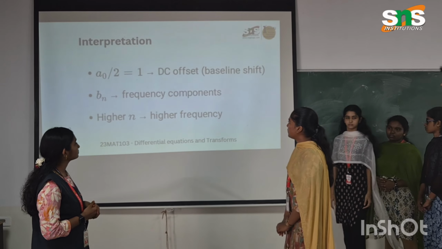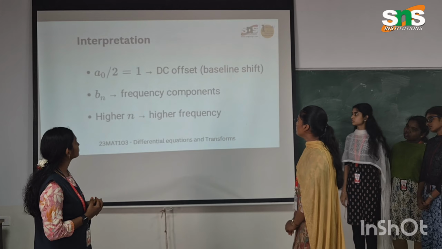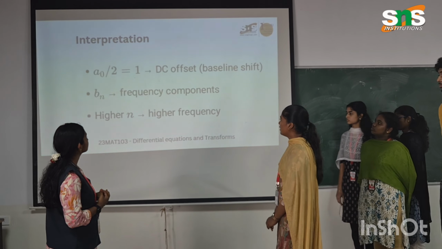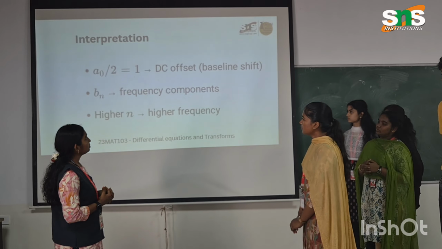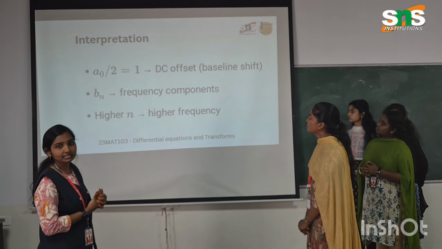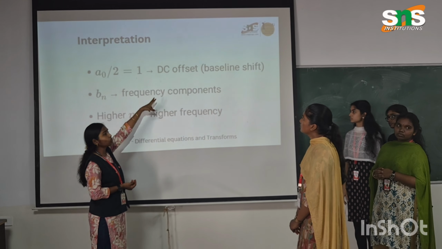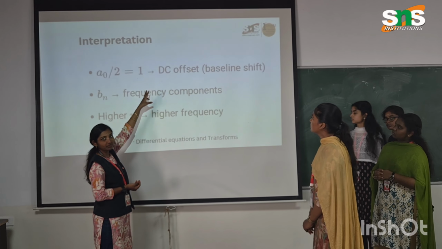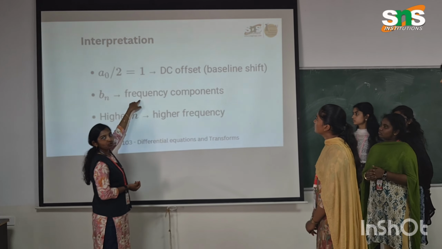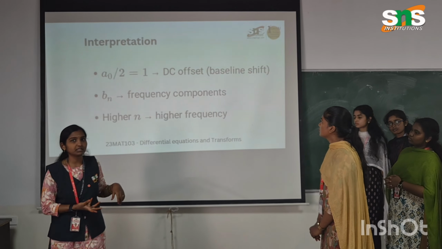Next comes the interpretation. We know how we arrived at the values. A0 by 2 is equal to 1, which is the DC offset, or baseline shift. Next, bn gives the frequency components, and higher n means higher frequency. This is what we interpret from the Fourier series. Interpretation means what we have found or observed as a result. In the problem we studied, we have a DC offset, which has been found as this a0 coefficient, and bn is the frequency component, and higher values of n become higher frequencies.